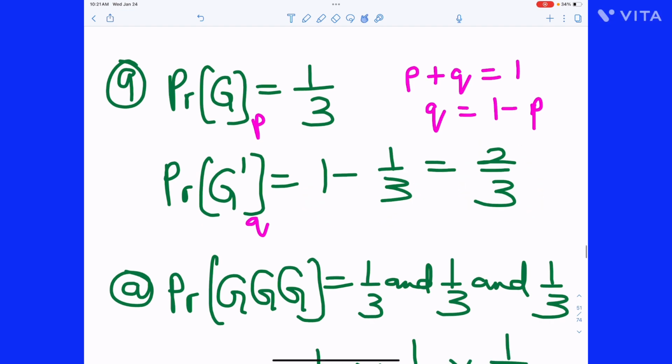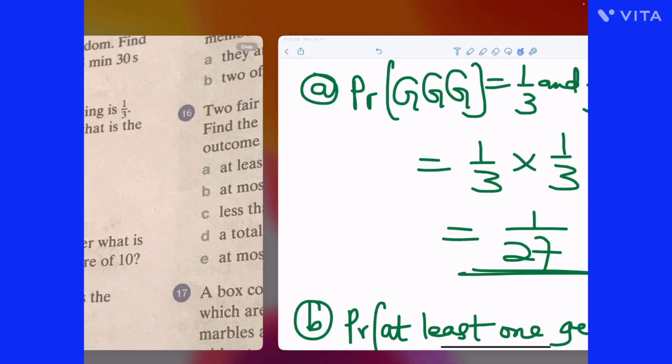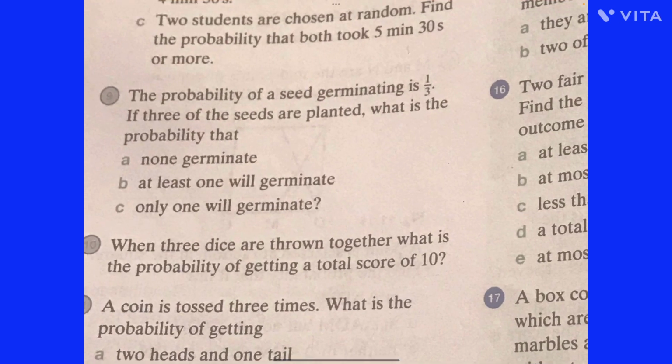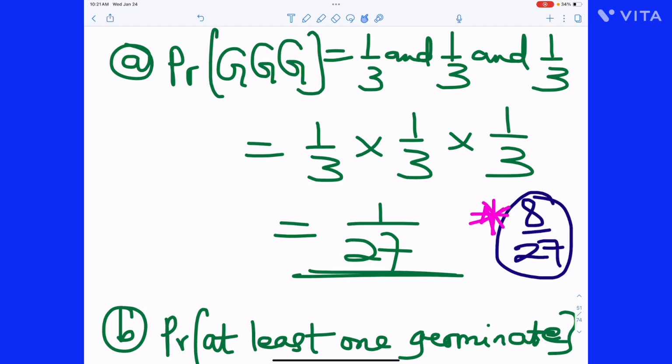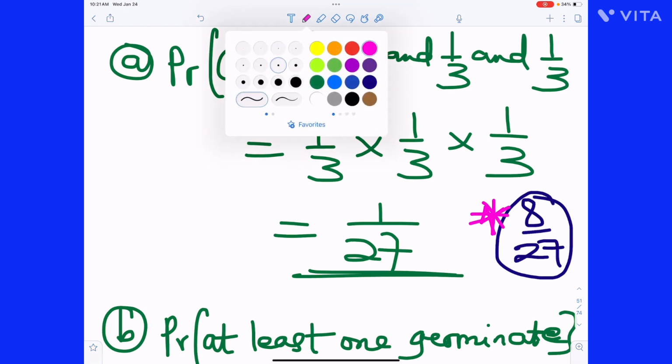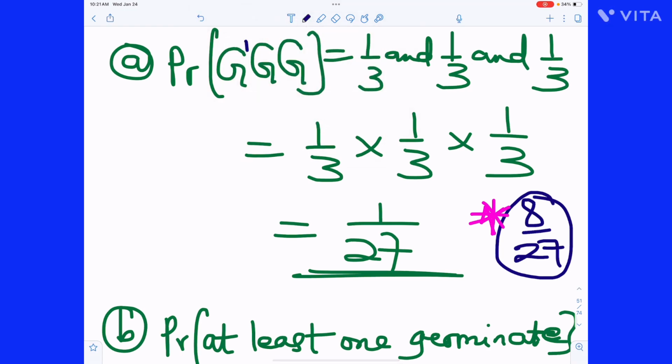The question now says, if 3 seeds are planted, what is the probability that none germinate? Oh, what a mistake. I actually did the probability that all germinated. So this should have been, let's correct it, G prime times G prime times G prime, meaning the first does not germinate, the second does not germinate, and the third one picked does not germinate. So I'm actually going to correct this. This is not correct.